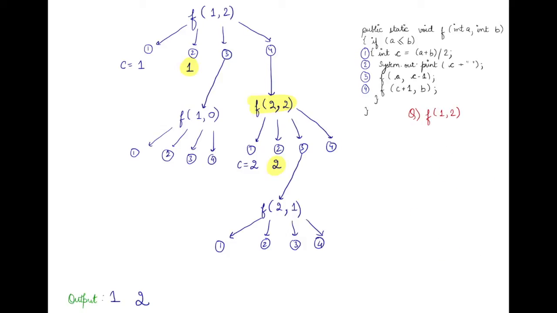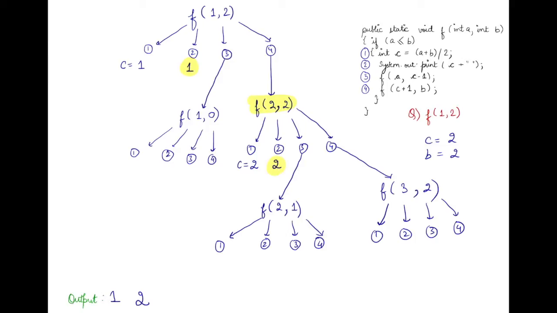Step number 4 is again calling a function, and the parameters given to this function are c plus 1 and b. C we calculated before in this function was 2, and b is what we have to take from this function right here. That means b is also 2. Therefore, the parameters of this function are going to be c plus 1, which is 2 plus 1, 3, and then b, which is 2. And again, it's going to have 4 steps. Step number 1, step number 2, step number 3, and step number 4.